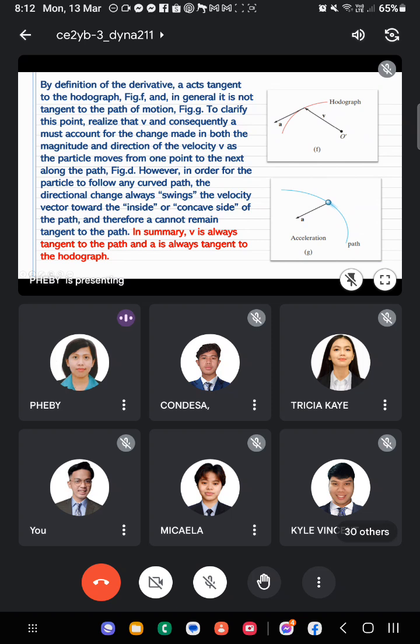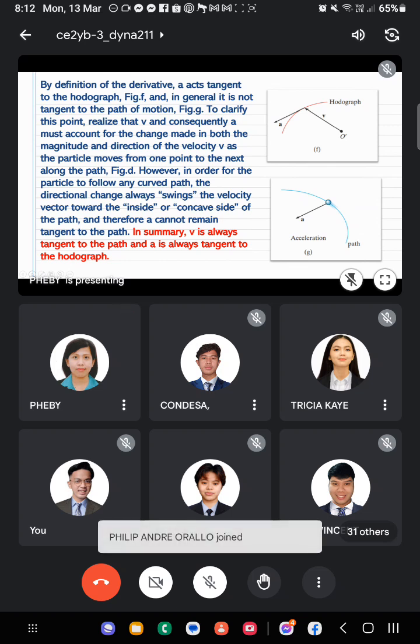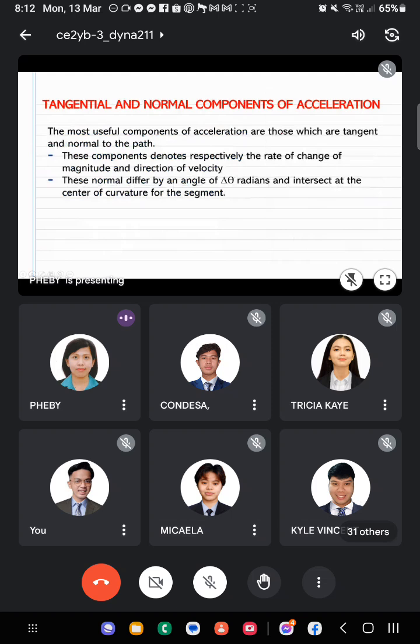Pero yung acceleration, because of the weight or the center of gravity, ang kanyang movement is always towards the inside nung ating curve path or nung ating hodograph. Kaya dyan sa figure G, kung makikita nyo, yung acceleration natin is pointing papaloob or papunta dun towards sa gitna ng ating motion, sa loob ng ating motion. So, the most useful components of acceleration are those which are tangent and normal to the path. And these components denote, respectively, the rate of change of magnitude and direction of velocities.